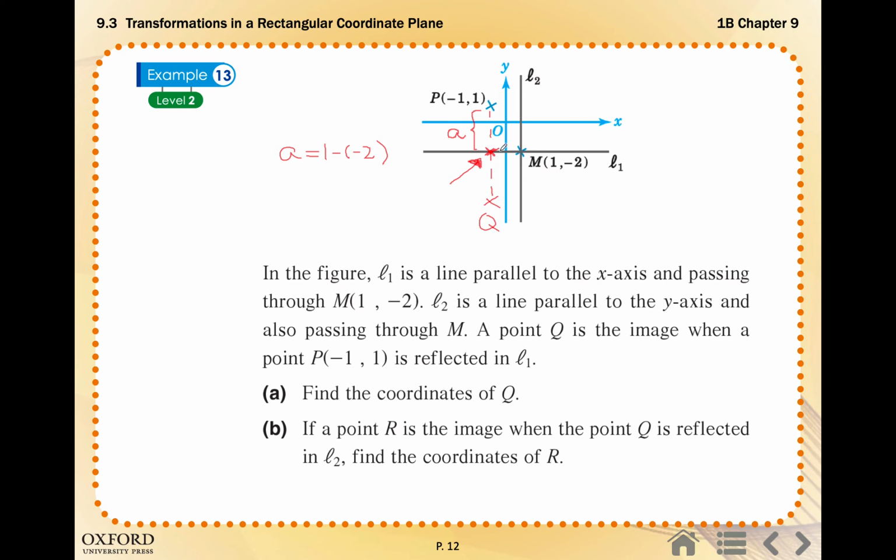Actually, you can. Because if you look at this point, the x coordinate should be the same as the x coordinate of P, that is -1. And then look at this horizontal line, it should have the same y coordinate as M, that is -2. So this is the coordinates of this point. Then you can find the distance between P and L1 easily just by using 1 minus -2, just the difference of their y coordinate.